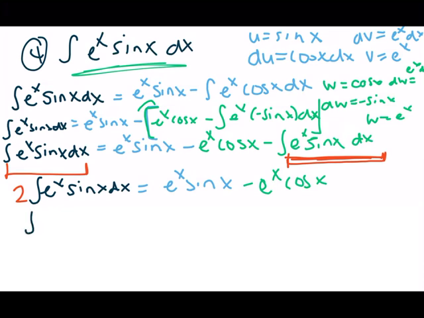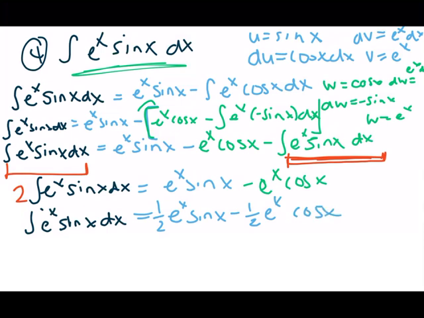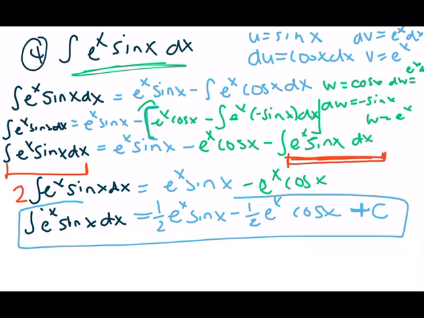So the integral of e to the x sine of x dx, sorry, my pen is starting to just not work today, is 1/2 times e to the x sine of x minus 1/2 e to the x cosine of x. And that gets us to our answer. And since we didn't actually integrate, but at some point we did integrate, we are going to have a plus c on here.